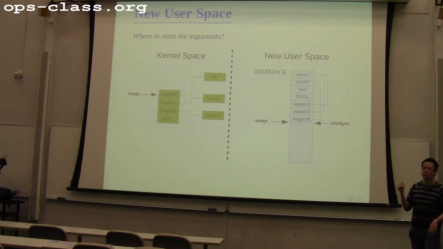Any questions about this figure? So how to copy the arguments from user space to kernel, and how to pack all these arguments properly to user space so user can access them.